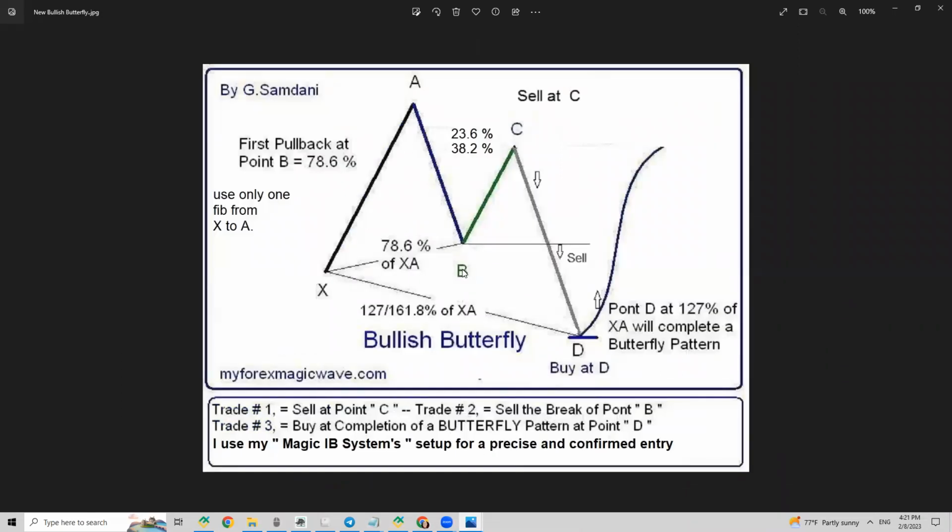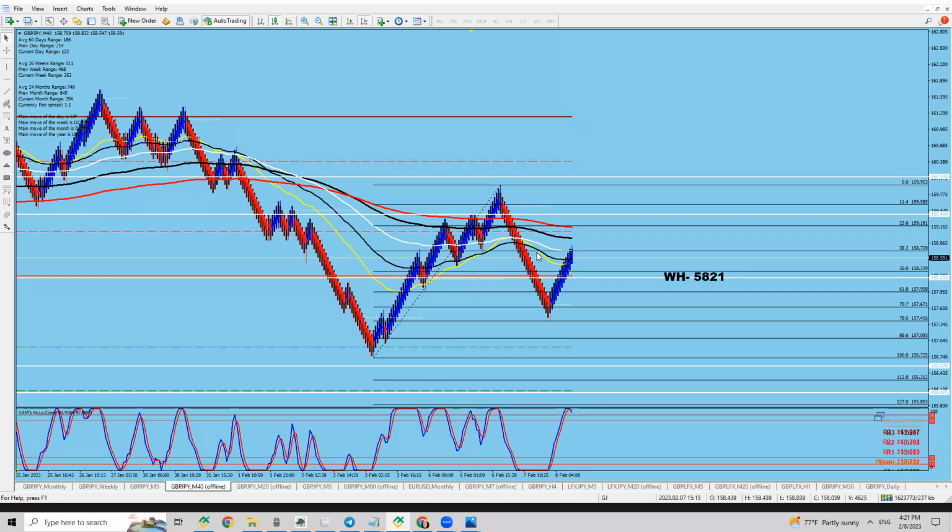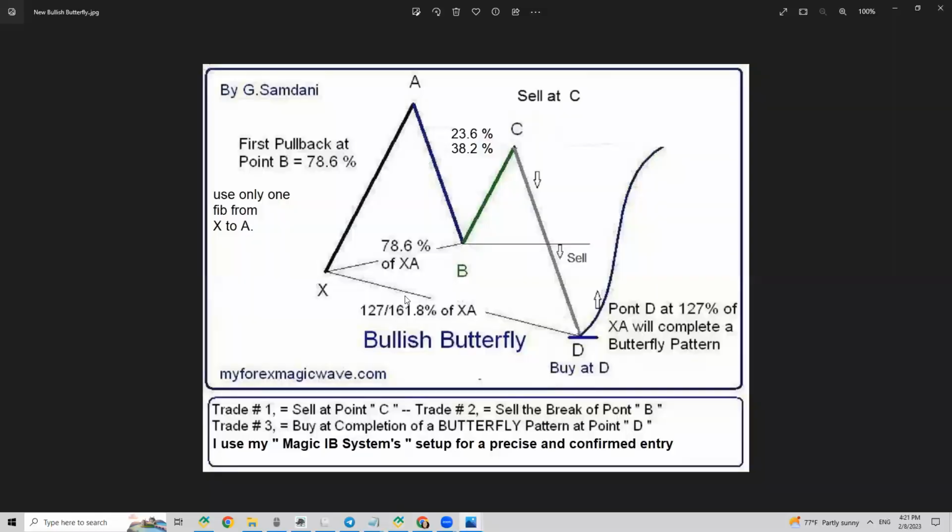So this is point B. It says that XA to point B should be 78%. So, okay, we have something cooking here, right? We have this drop here. But then what is next? Next, this pattern says that the price usually goes back to 38% or maybe sometimes to 23%, right?